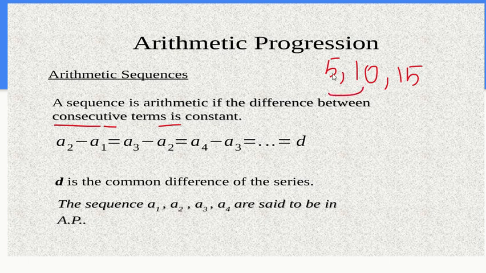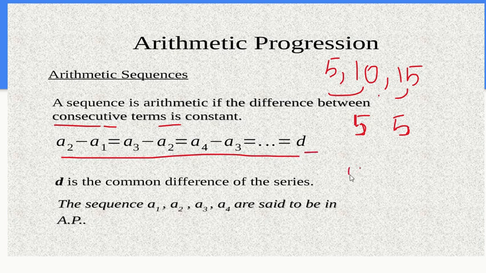See, if I'm taking like this, what is the difference between 10 and 5? It's 5, right? Same way 15 and 10, it's 5. So if I'm getting the difference of the consecutive terms, consecutive meaning continuous terms, as constant, then you will say that sequence is an arithmetic progression. Here they will mention D as the common difference.